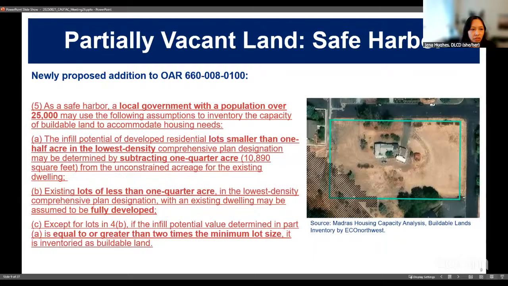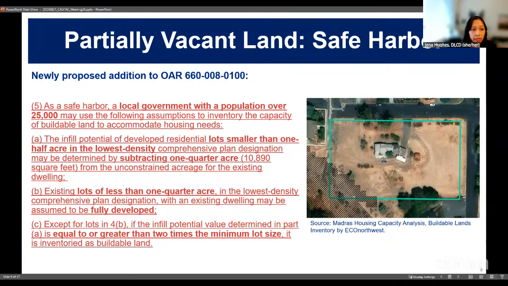And so this partially vacant land safe harbor is a newly proposed addition from the last draft. This safe harbor is for local governments over 25,000. There is an existing safe harbor for smaller cities that was also carried over from Division 24. And this safe harbor applies to lots in low density plan designations, around 10 dwelling units an acre.